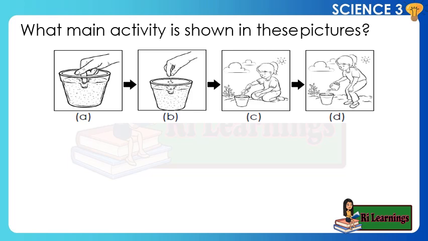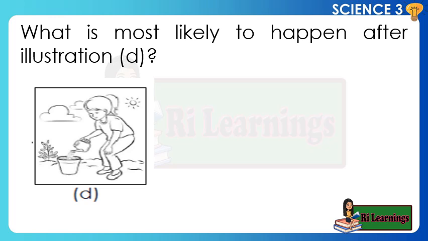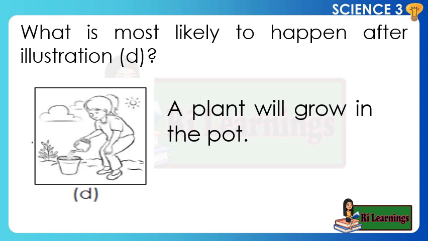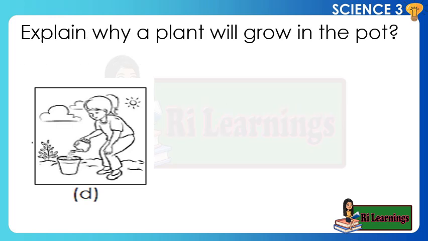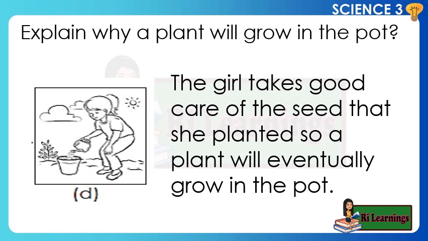What main activity is shown in these pictures? Growing a plant, planting. The illustrations involve growing a plant or planting. What is most likely to happen after illustration D? A plant will grow in the pot. Explain why a plant will grow in the pot. The girl takes good care of the seed that she planted, so a plant will eventually grow in the pot.